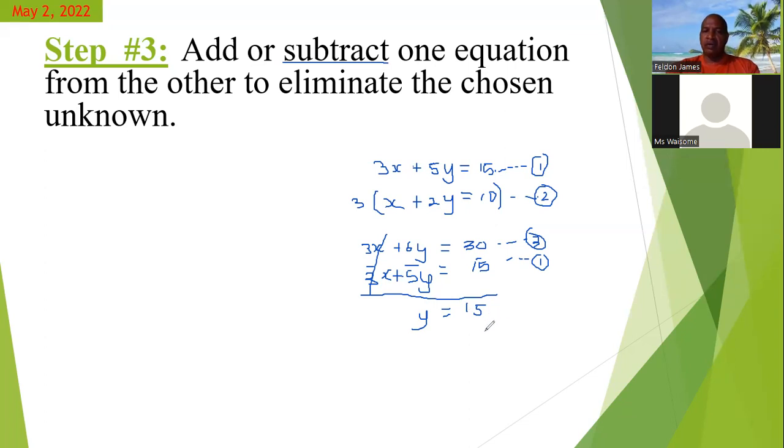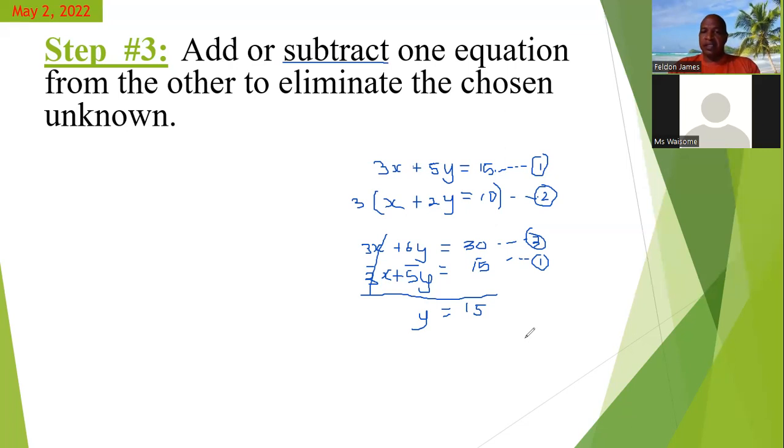So how do we do that? Substitute the 15 where y is, sir. Well, we have a lot of y's up there where we can put 15. But sir, wouldn't we just use one equation in this case? Well, you would use one equation. You don't need to use more than one. So you would choose one of the equations to use.